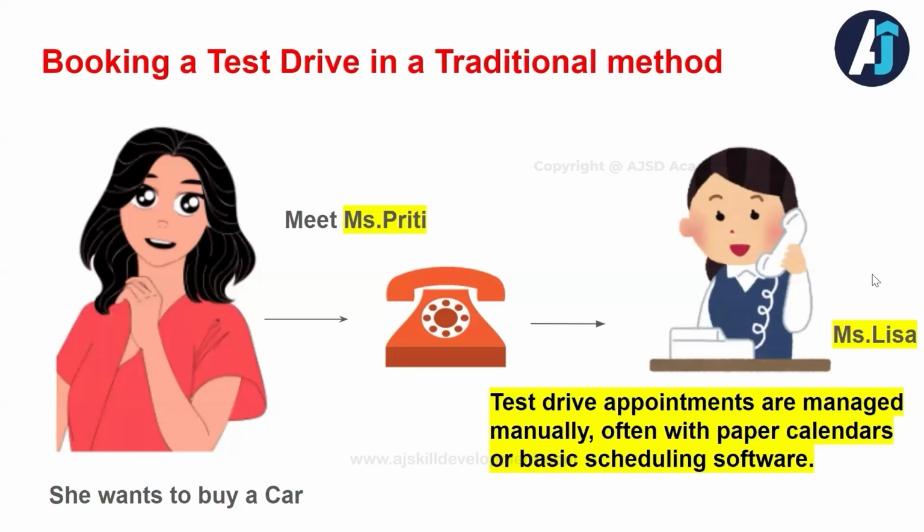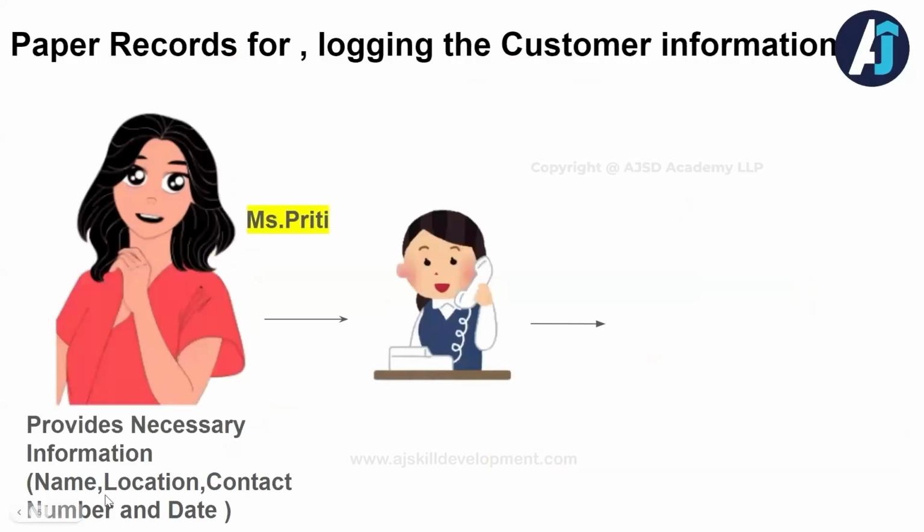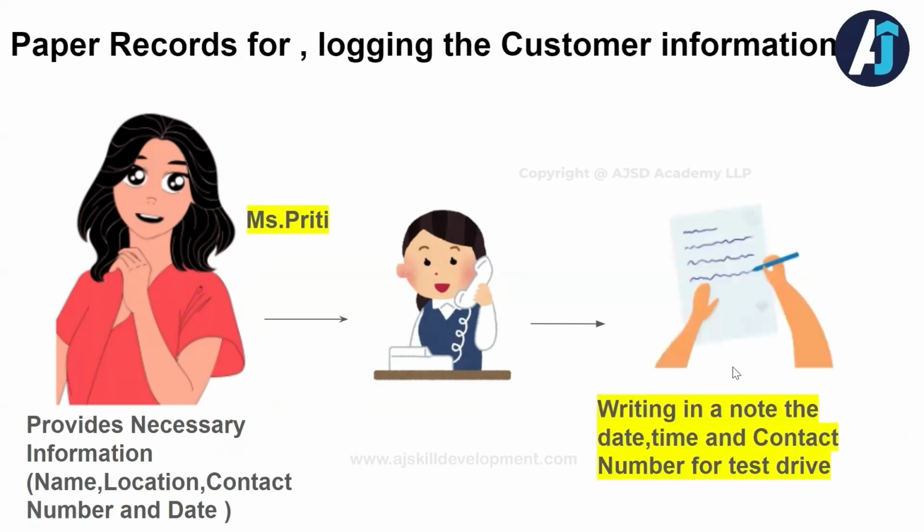Imagine Miss Preeti is giving her name, location, contact number, and date, everything, to Miss Lisa, the sales representative. Miss Lisa writes everything in a notebook which is maintained in the office for appointments. This is the way businesses were happening in the traditional way. It's a simple example we have taken. Now we are going to understand what issues can happen with this method.